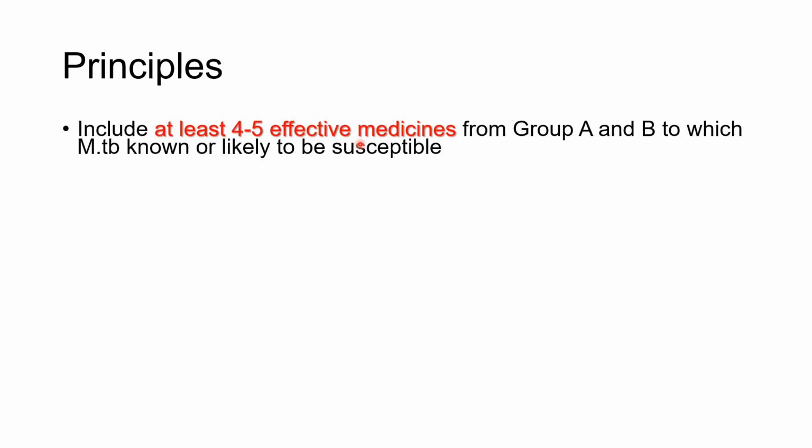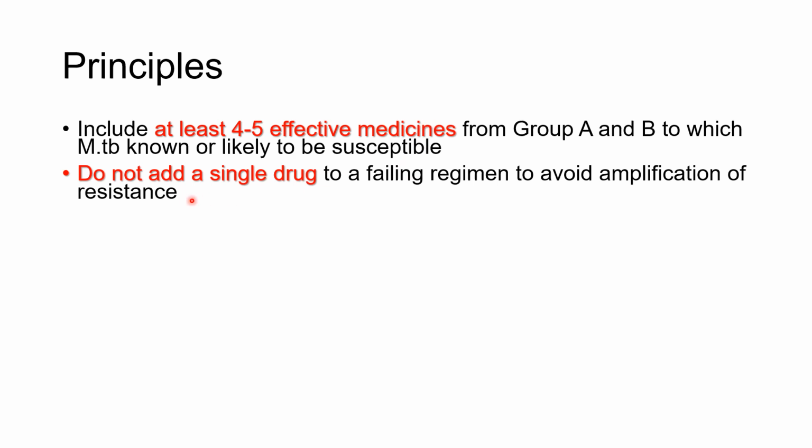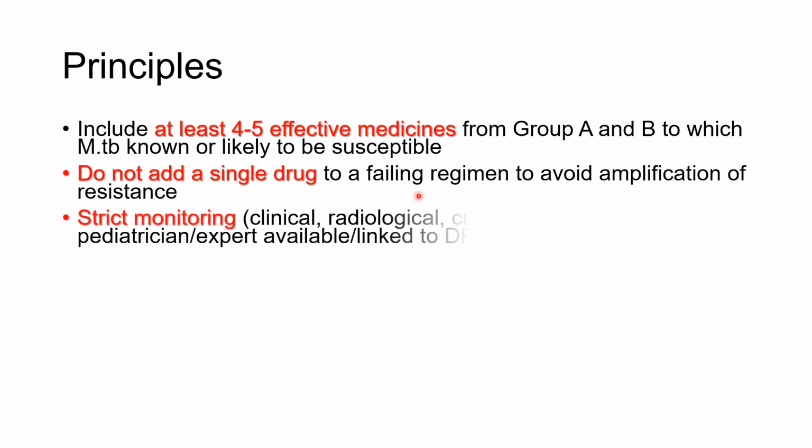So other drugs become effective medications, and we have to always include medications from group A and B to which the MTB is known or likely to be susceptible. What is the second principle? Do not add a single drug to a failing regimen to avoid amplification of resistance. Never add a single drug to a failing regimen. Always it is multi-drug therapy.